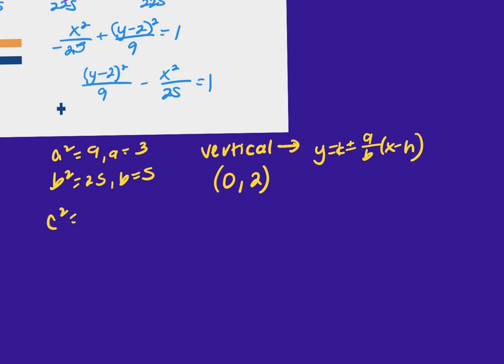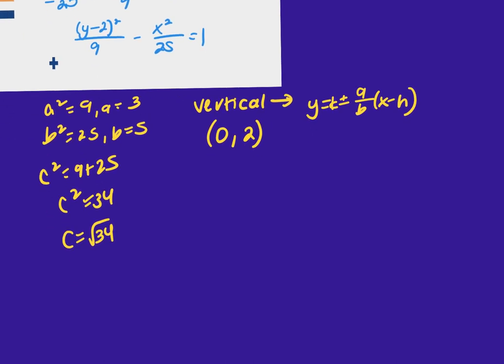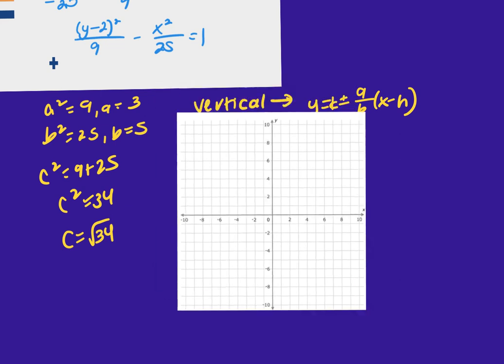And c squared equals a squared plus b squared. C squared would be 34. C would equal the square root of 34. It breaks down to 2 and 17, which doesn't go anywhere, so I'm going to keep that exact for my actual foci. When I graph it, I would start at my center being (0, 2).